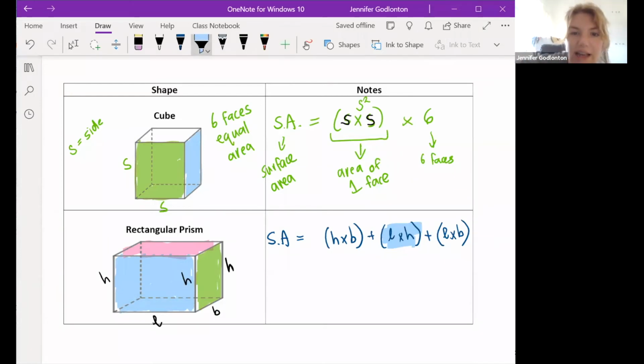If I'm wanting the area of my green face, that's going to be H times base, because that's our height times our base. And if I'm wanting the area of this pink part, then this over here would be my base, and that would be my length. And so this would be my pink face. But now that's only 3 of them. And remember, there's 6 sides. So we have to times all of this by 2.